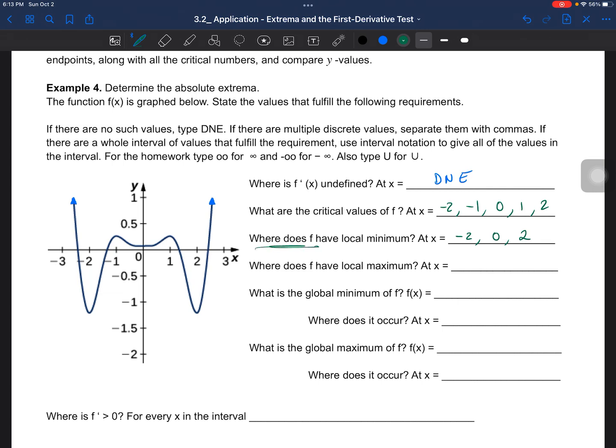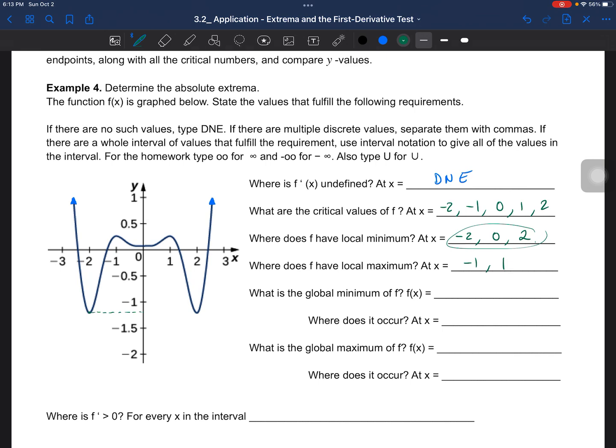Where does the f have a local min? This is the location. If you want to find the actual local min, you have to look at the y value of this. The y value, which will be what? 1.15, I don't know, something around there, right? But we're not focusing on that right now. What about the local max? If we look at the local max, that's going to happen here and here. So that's at x equals -1 and x equals +1. So those are the locations where you're going to find local max.